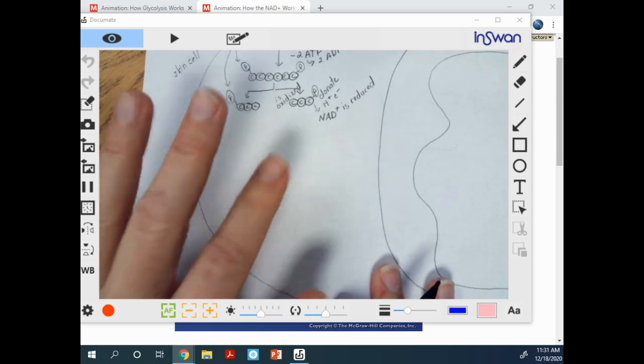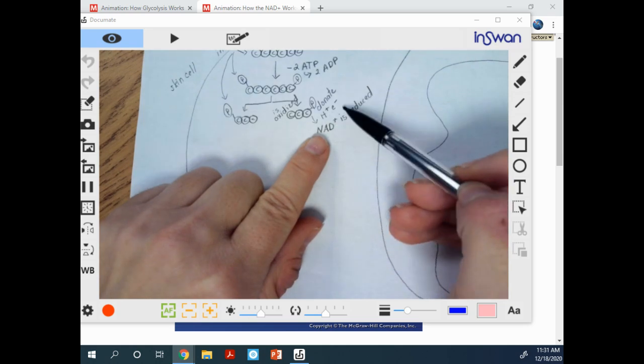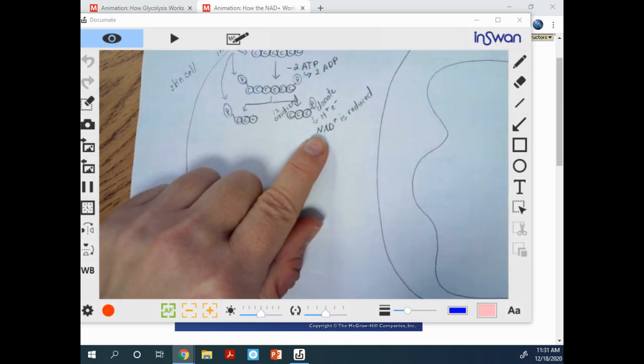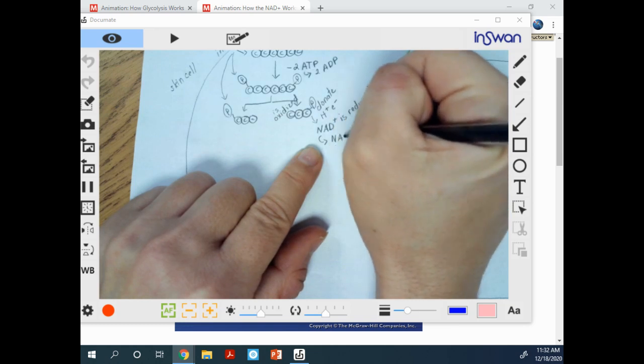Maybe to help you think about this, it's like when someone gets on the bus, it sinks down a little bit, right? It gets reduced down a little bit because it just gets heavier. So when you put people on a bus, the bus gets reduced. So when you put protons and electrons on, the bus gets reduced. And now it's not NAD+ anymore, it's NADH.